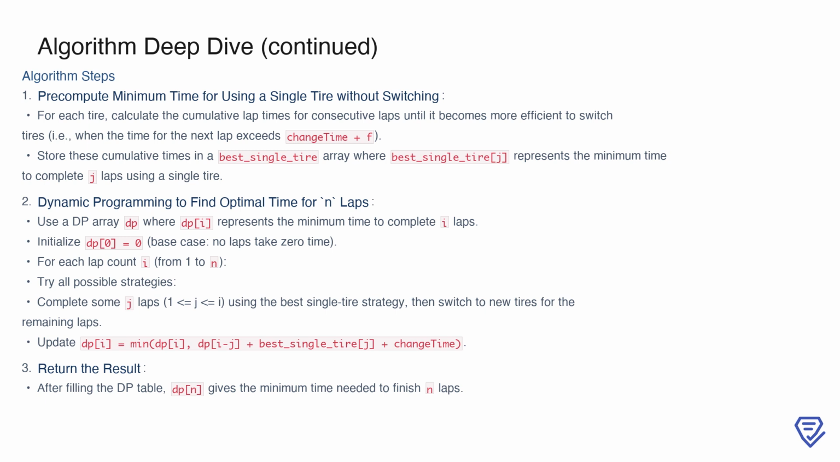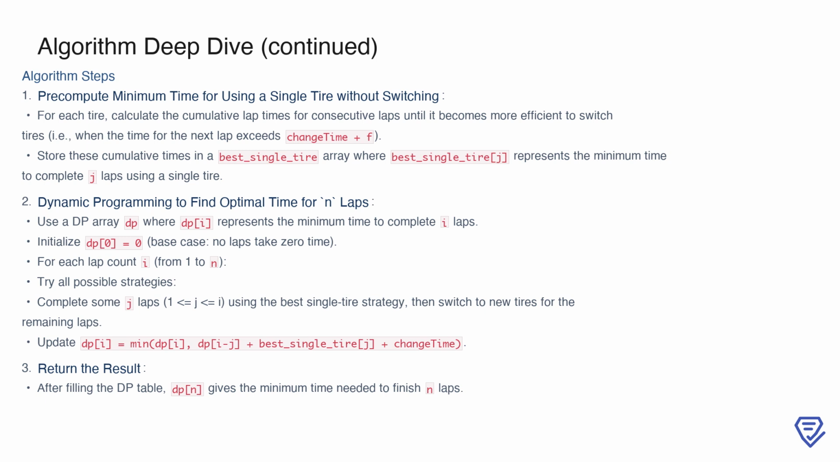Now, let's break down the algorithm step by step. First, we pre-compute the minimum time for completing laps using a single tire without switching. For each tire, we calculate the cumulative times for consecutive laps until it becomes more efficient to switch tires. This is determined by comparing the time for the next lap with the cost of switching plus the initial lap time of a new tire. These values are stored in an array called best_single_tire, where each entry represents the minimum time to complete a specific number of laps with a single tire.